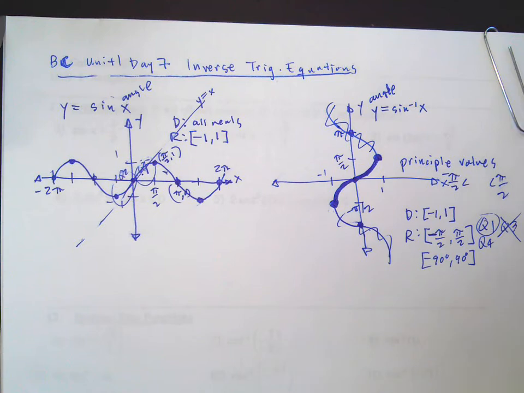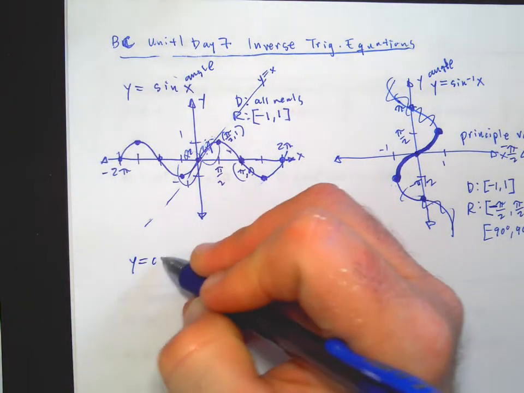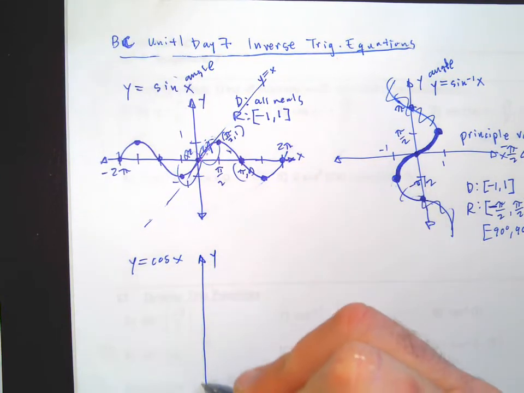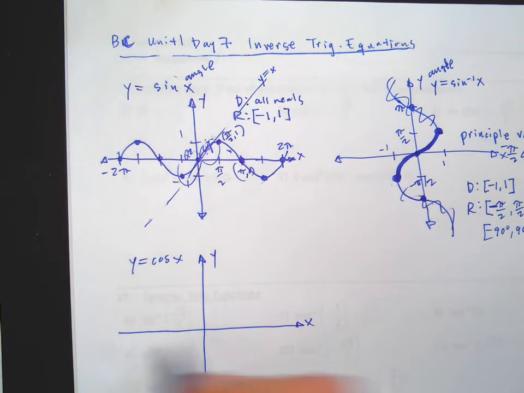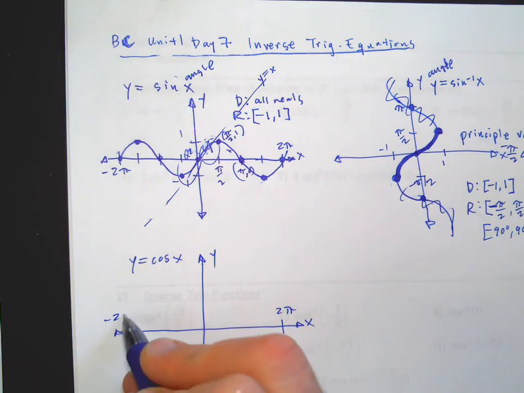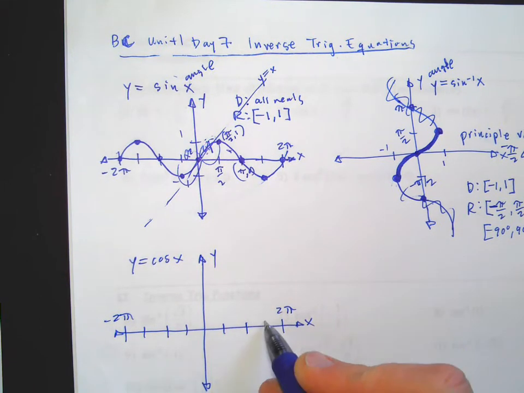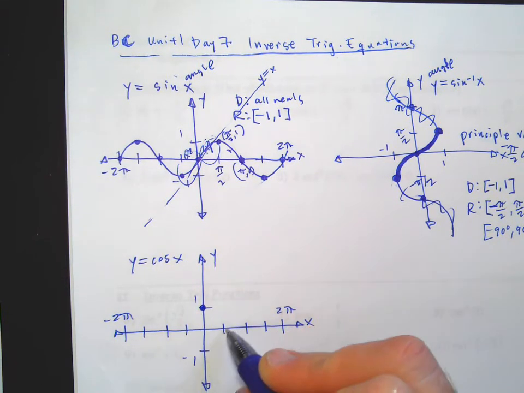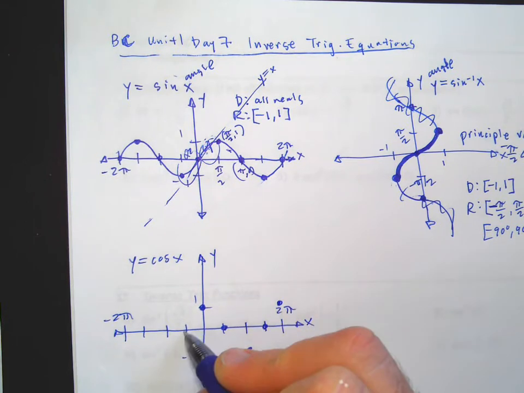Okay. So we'll do cosine x, and we'll just do a sketch of cosine x. So 2 pi, negative 2 pi, cut in half, cut in half, cut the halves in half, get the quadrants, negative 1 to 1. Cosine starts here at 1, 0, negative 1, 0, positive 1.